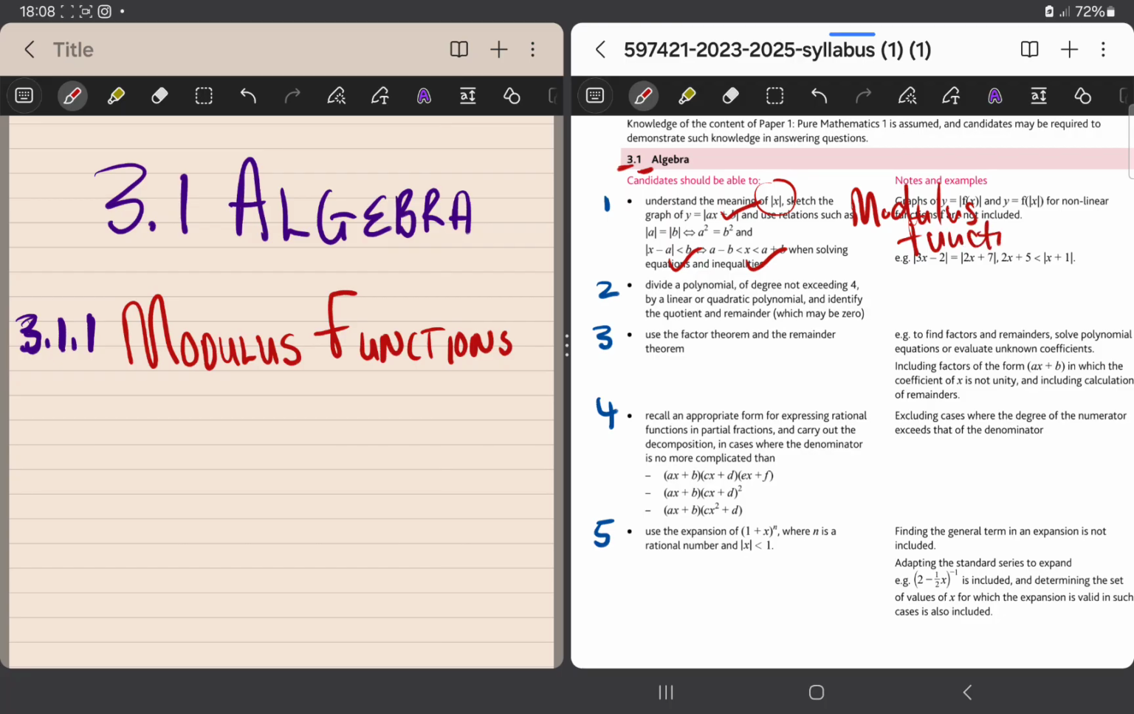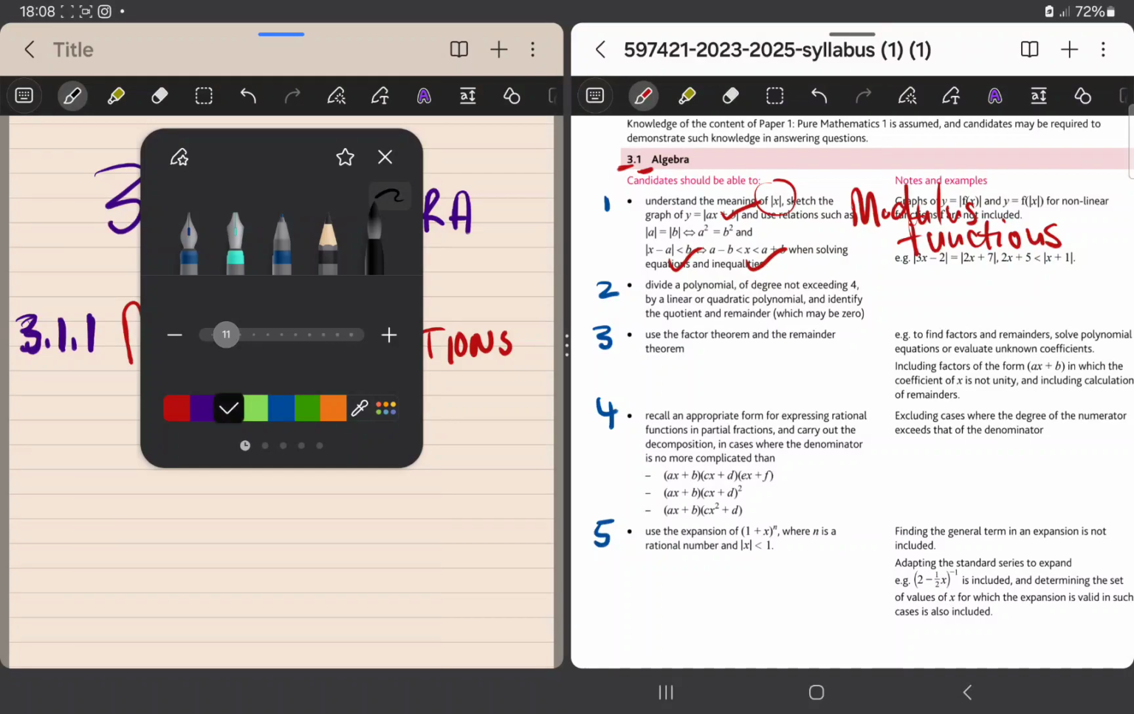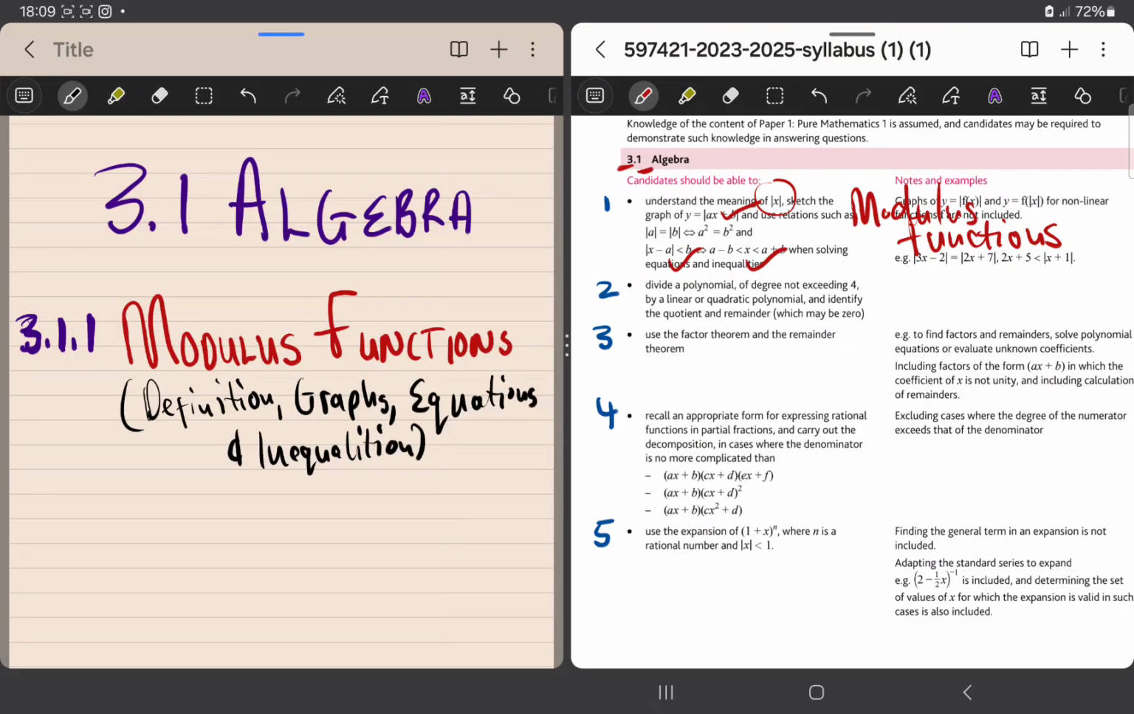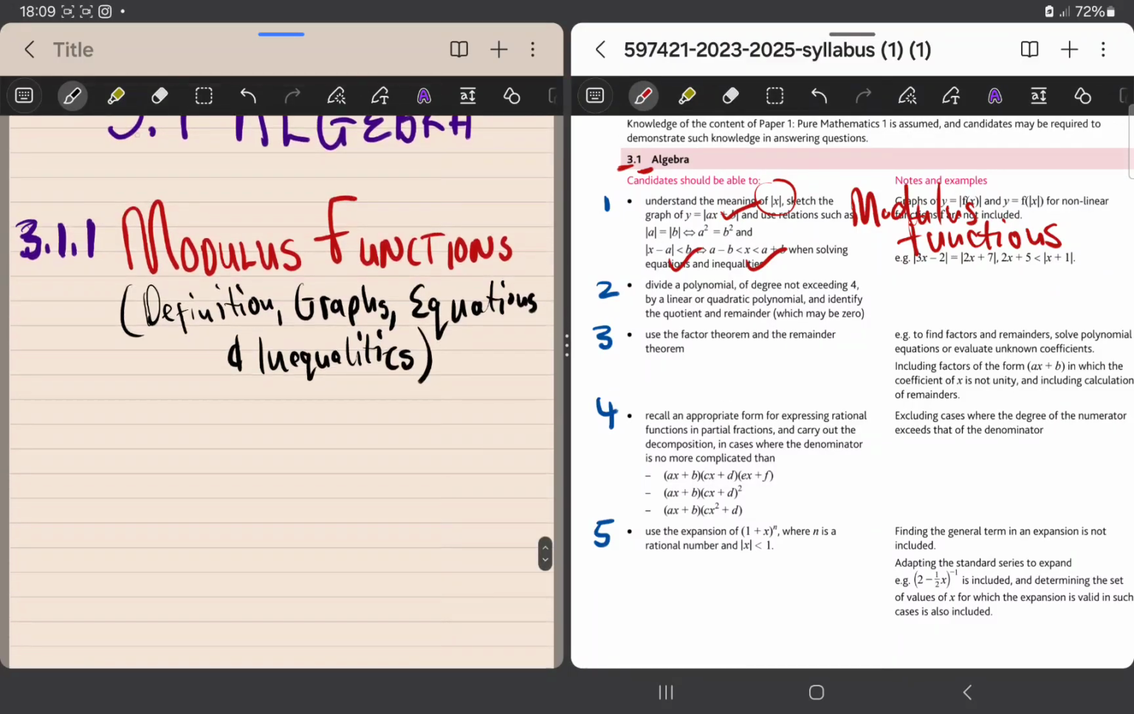We're going to come and see what it is that they want us to go through. We can actually see that in modulus functions, they've talked about the definition, because they said understand the meaning of it. So they say the definition, and then we are going to go through the graphs. Then we are going to go through equations and inequalities. Then we are done with modulus functions.